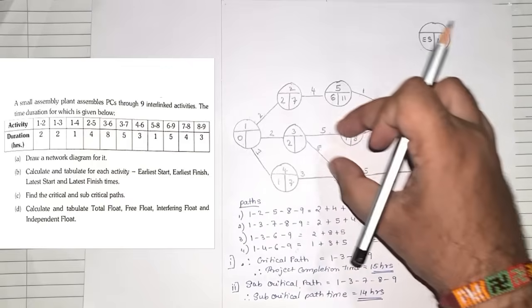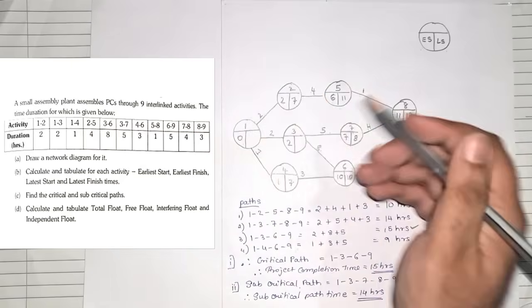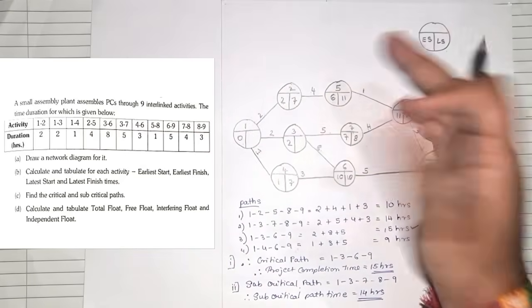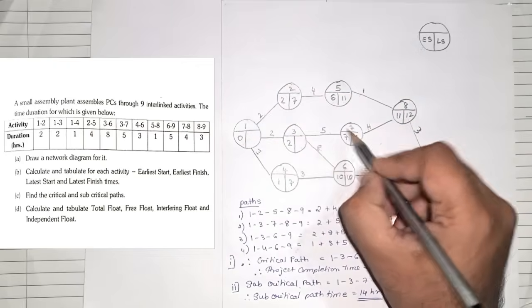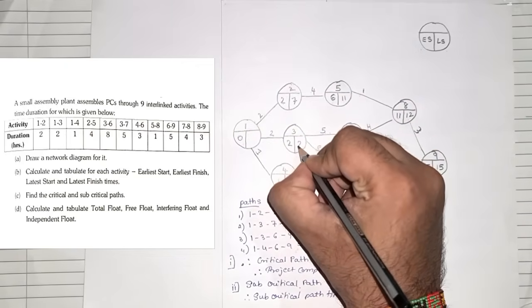So now see, this is merging. Whenever we are going from right to left, whenever we are going backward, the lowest will always be taken. When we go left to right, the highest we take. From right to left, we'll always take the lowest. So 8 minus 5 is 3, 10 minus 8 is 2, 2 is the lower value, so we'll take this as 2.